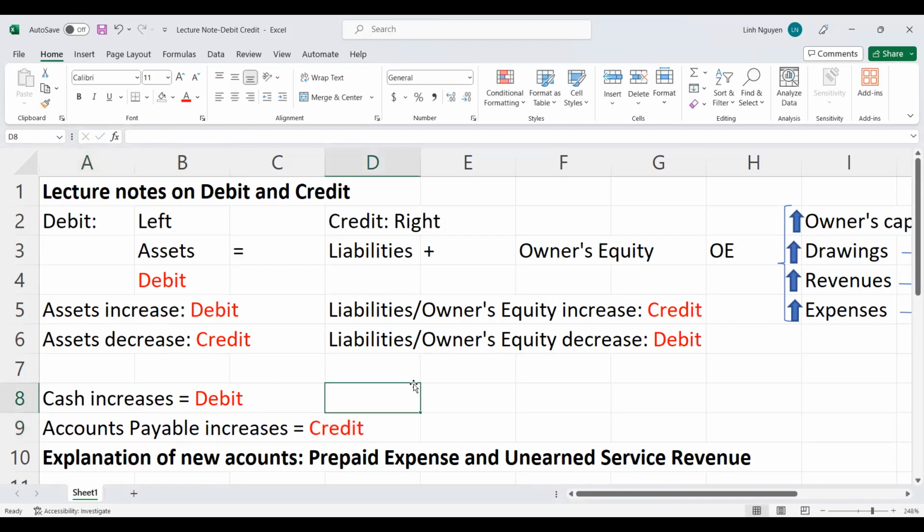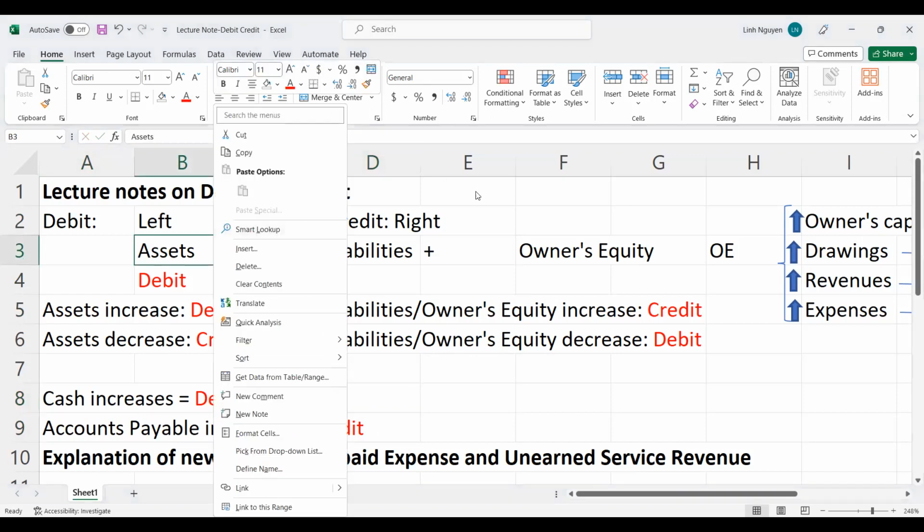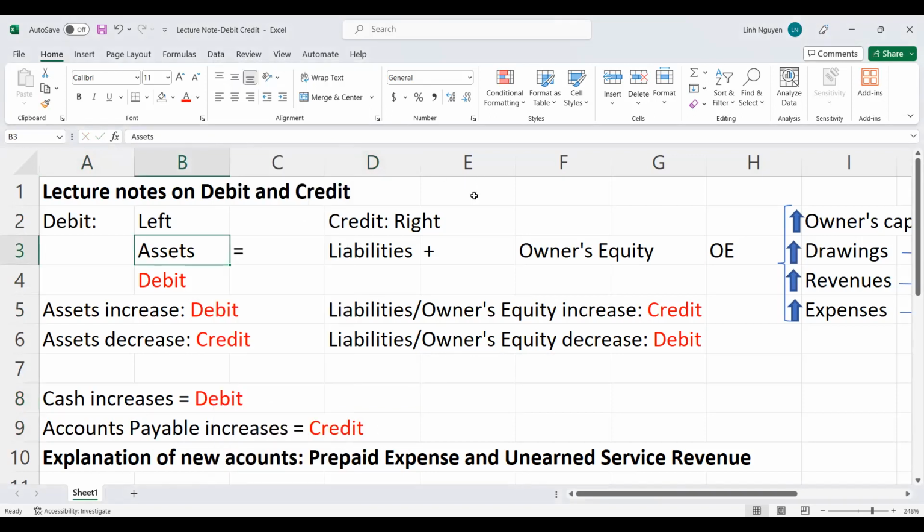All right. Again, one more time. We have as the accounting equation: assets equal to liabilities plus owner's equity. So what is on the left side of the accounting equation? When it's increased, we debit. What is on the right side of the accounting equation? When they increase, we credit.